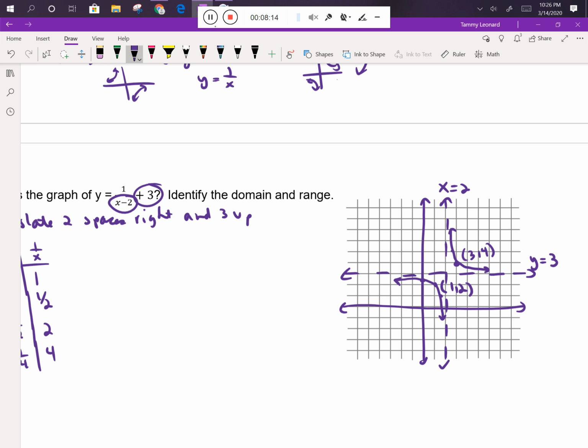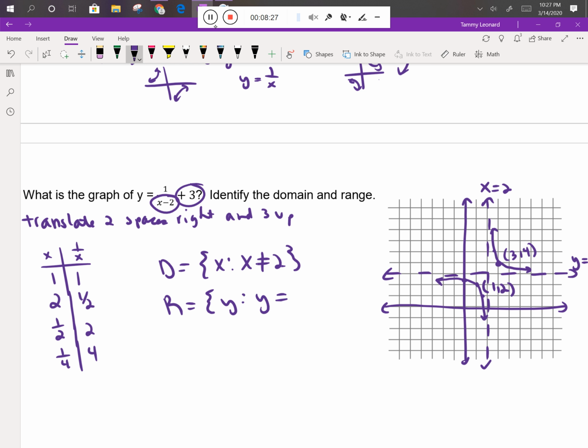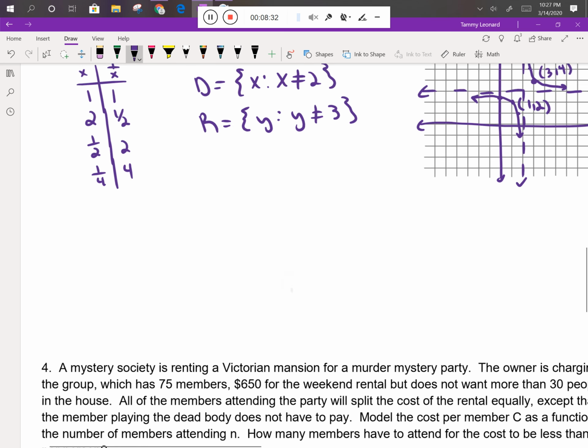Just like we mentioned earlier, the domain and range are easy to identify if I know what the asymptotes are. I know that the domain allows x to be anything other than 2, and the range allows y to be anything other than 3. Now let's take a look at our last problem.